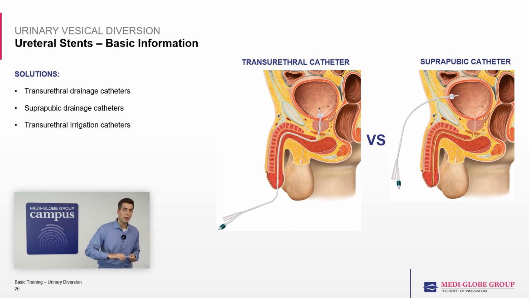But we also have the so-called suprapubic catheters, and those are the alternative to the classic transurethral catheters. The suprapubic catheters are inserted through the belly inside the human body and the bladder directly.